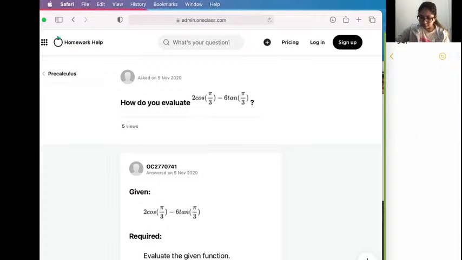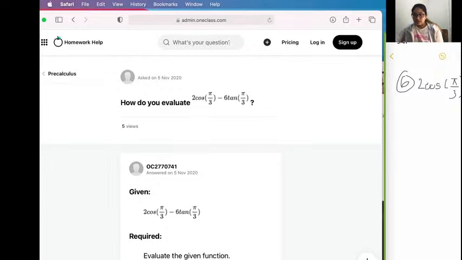And so now question number 6 says, how do you evaluate 2 cos of pi over 3 minus 6 tan of pi over 3?